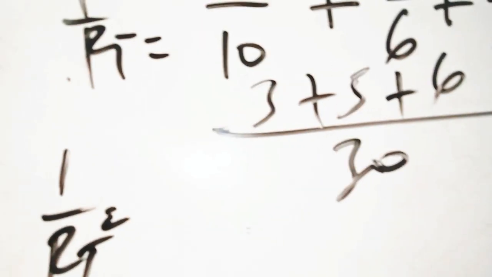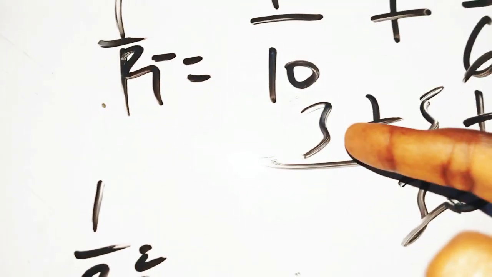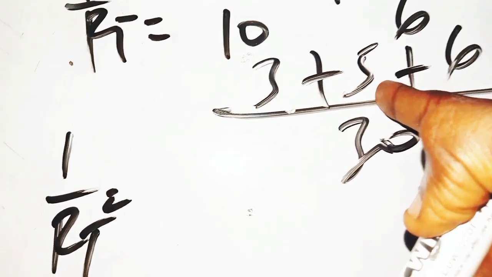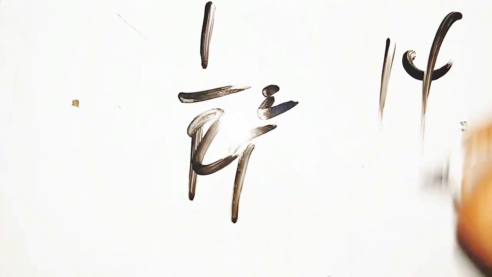So 1 over RT is equal to, so 3 plus 5 is 8. So 8 plus 6 is 14. So 14 divided by the 30.